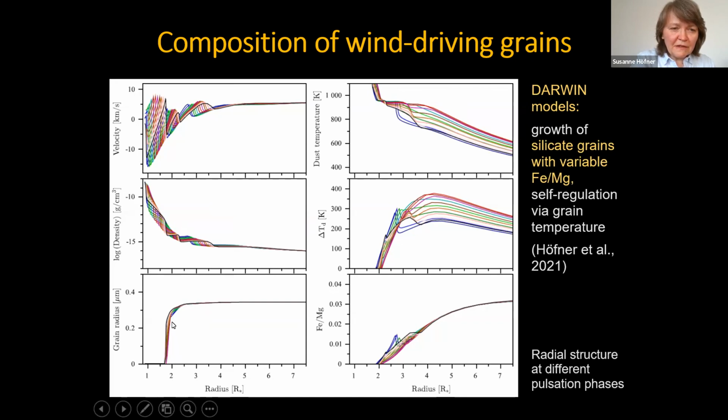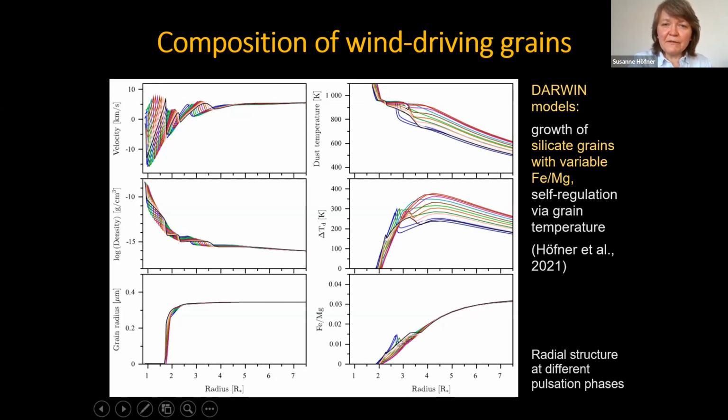For the grains, you see here how they start growing. This is the grain radius, and they grow very fast to the magical grain size where they can drive a wind. But what you can see here, if you look at the Fe/Mg plot, is that the enrichment with iron sets in later. So they start growing, the wind starts going, and then when you go away from the star and radiative heating becomes less, the iron gets incorporated. And what you see here is the dust temperature, the grain temperature.